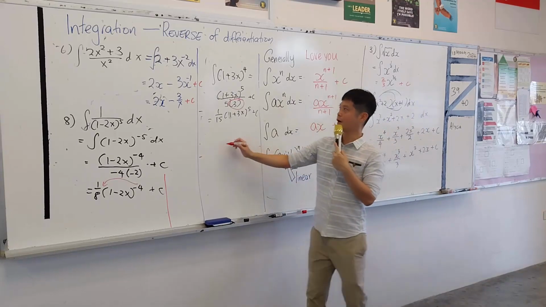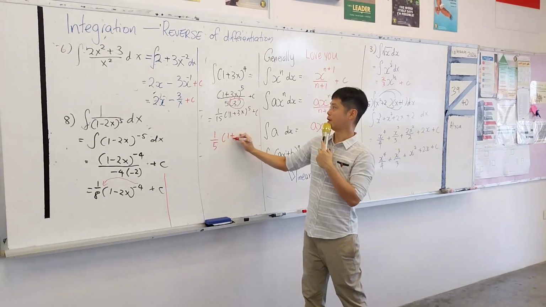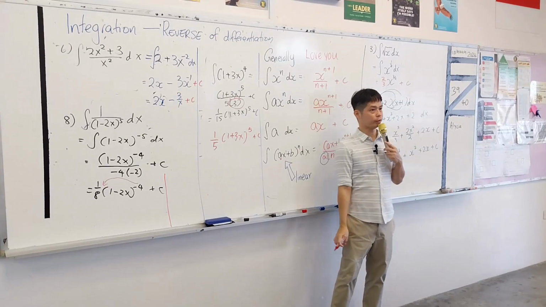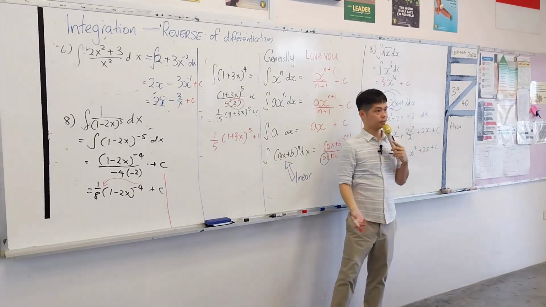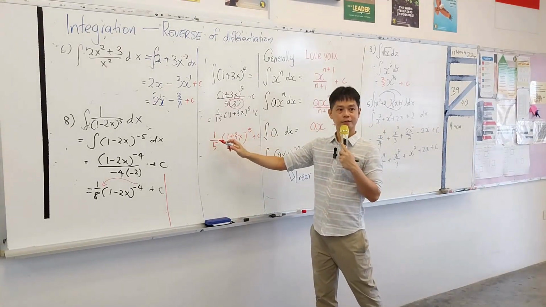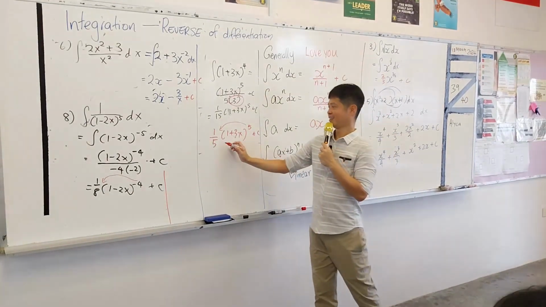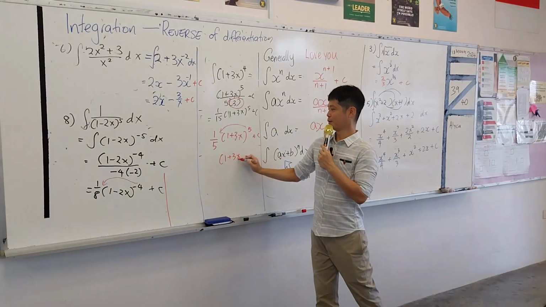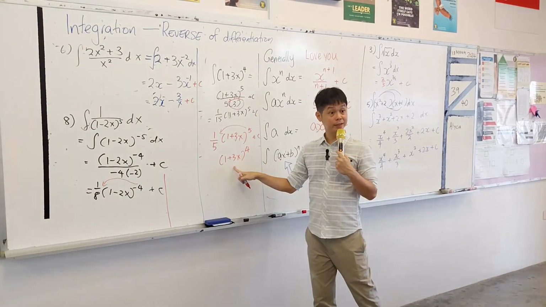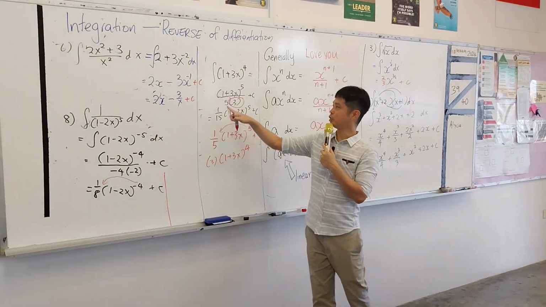Okay, if we never do this, see what happens. My answer will be 1 over 5, 1 plus 3x power 5 plus c. Purposely never divide by 3 one. So now let's differentiate. Bring down the power. Power minus 1. Then you still need to times this, right? When you differentiate. So when you times this, but look at my original one, don't have, right?